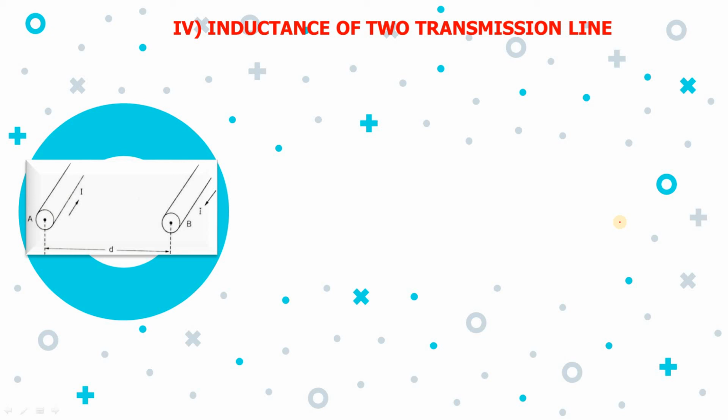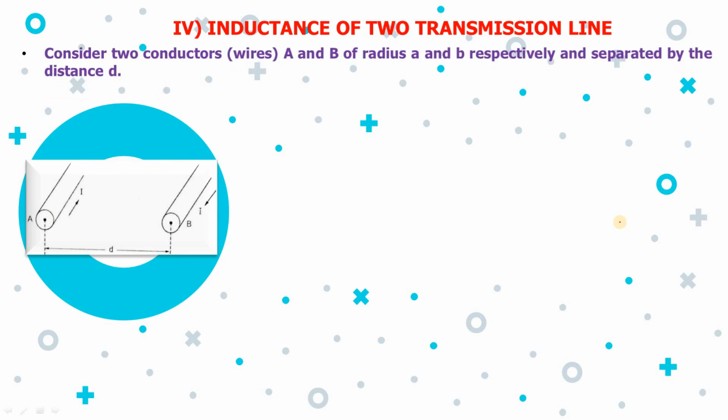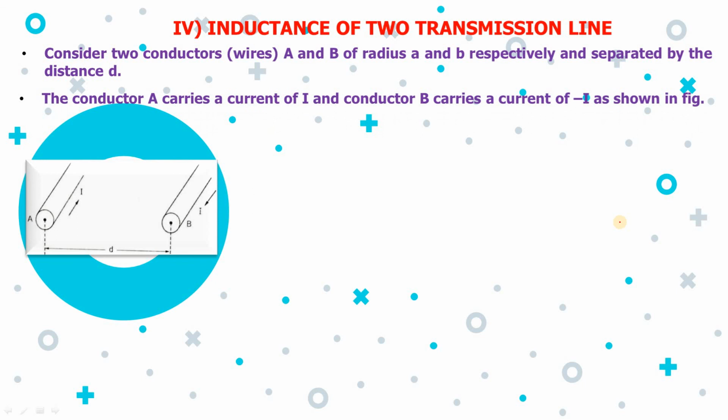The two conductors are named A and B, having the current as plus I and minus I respectively, and both are separated by a distance d. Now consider two conductors or wires, A and B, of radius small a and small b. It is nothing but the radius of the two conductors respectively, and they are separated by a distance d. The conductor A carries a current of plus I and conductor B carries a current of minus I.